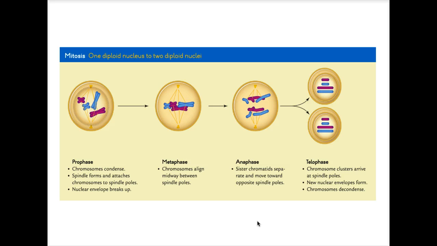So in summary, there's 2 forms of cell division, mitosis and meiosis. Mitosis has prophase, metaphase, anaphase, and telophase. It has 1 nuclear division, and in that nuclear division, we end up with daughter cells that are identical to each other and to the parent cell.